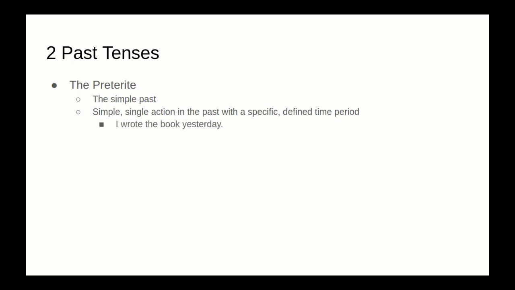For example, I wrote the book yesterday. How many times did I write the book? Well, I wrote it once. When did I write it? Yesterday, a very specific, defined period in the past. The imperfect, on the other hand, is a repeated or habitual action in the past.